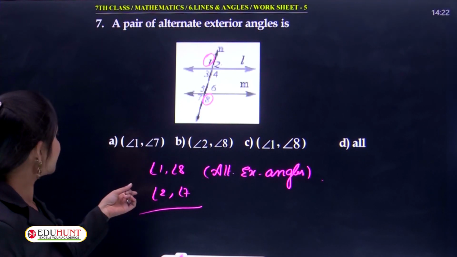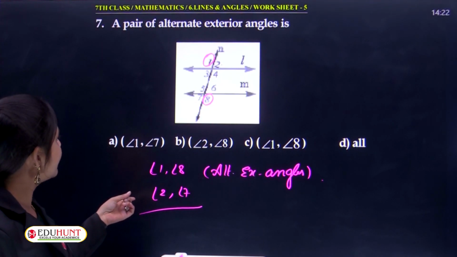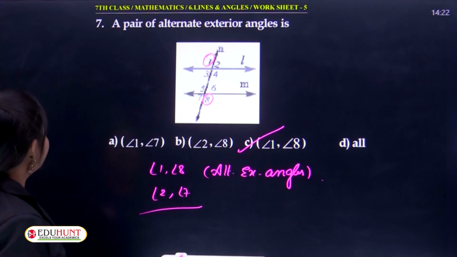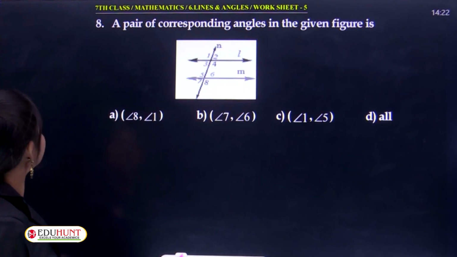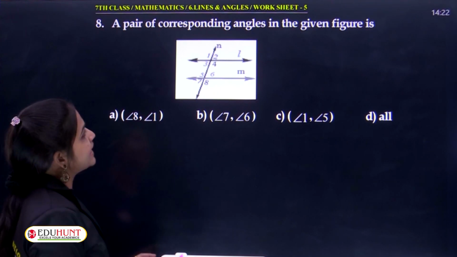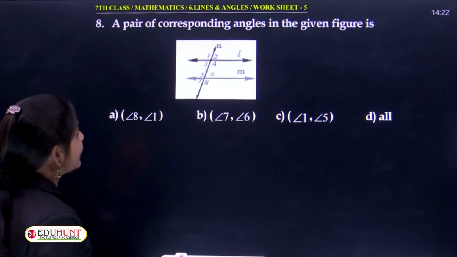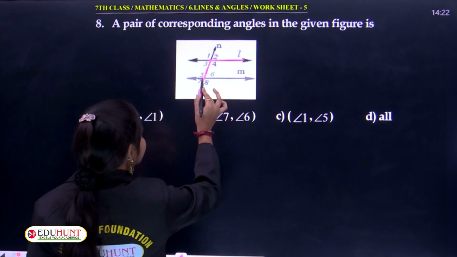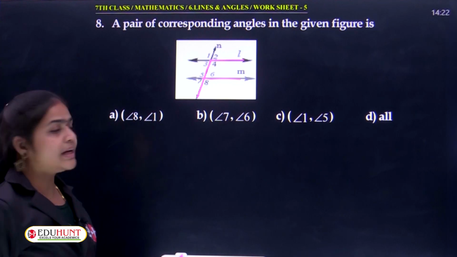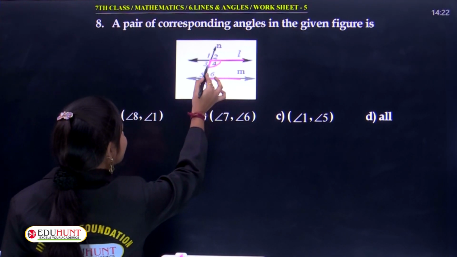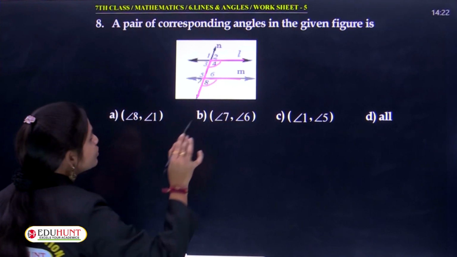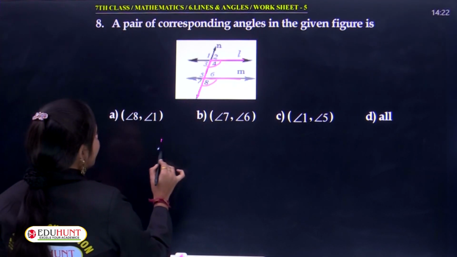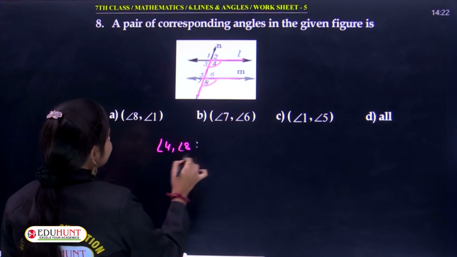Which option is correct? Here, angle 1, 8, 2, 7. Yes, here it is 1, 8. Next, eighth one, a pair of corresponding angles in the given figure. Corresponding angles means you just have to observe that F shape. In that F shape, which angle is here and which angle is there? Those angles are corresponding angles. Angle 4, angle 8.